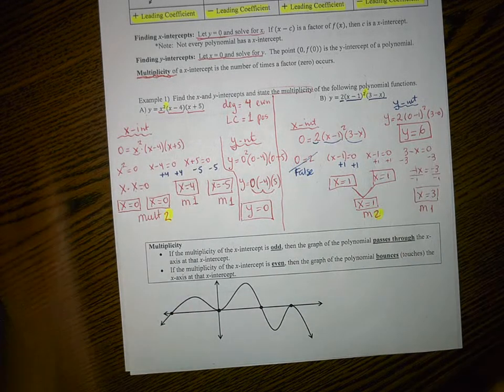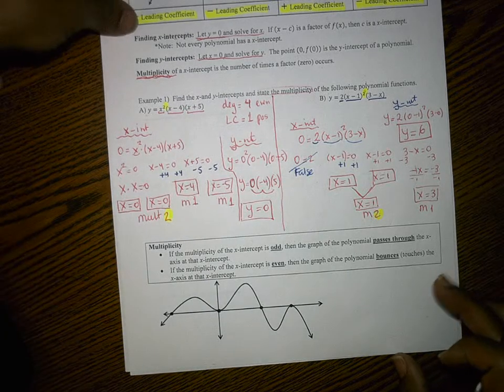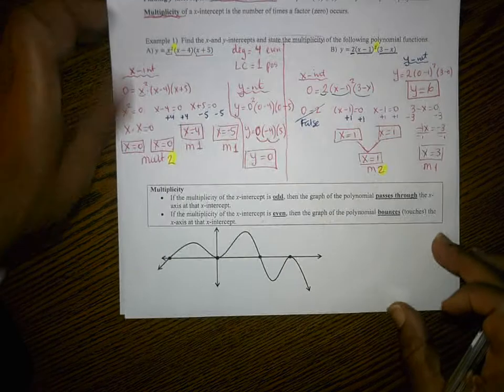All right. So I plug in a 0 for x and I got a 0 for y. That's how we find the x and the y intercepts. So at the bottom of the page over here, it's giving us a little bit more information about multiplicity.